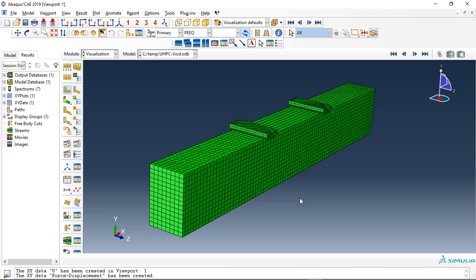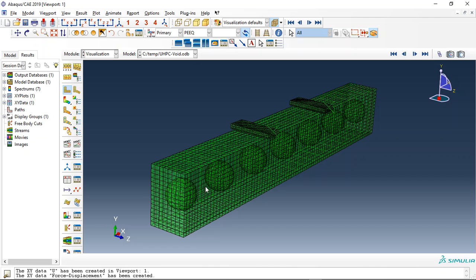Today I did a model of the bending test over the ultra high performance concrete with damage behavior, reinforced with steel strip and steel bar. And here I use the voided beam.